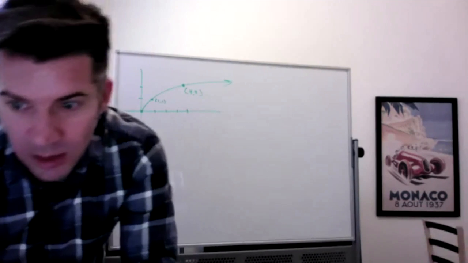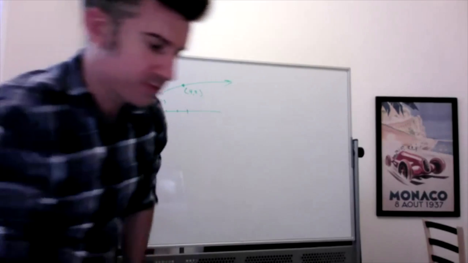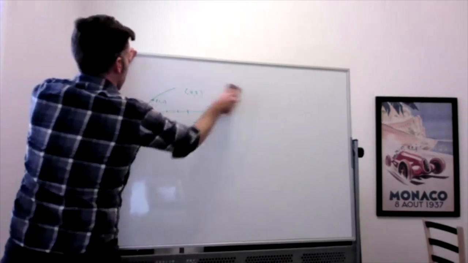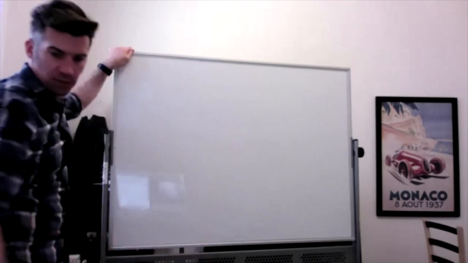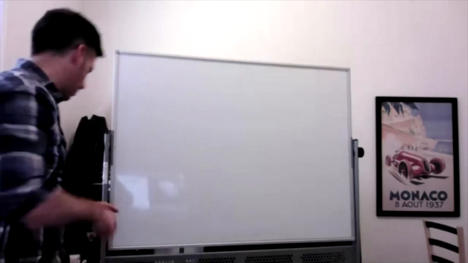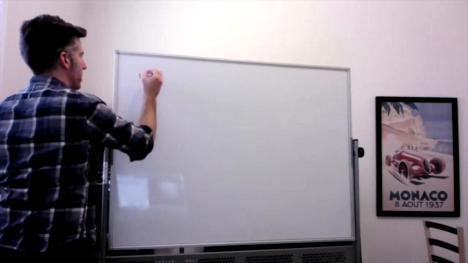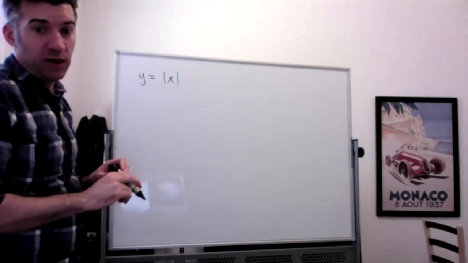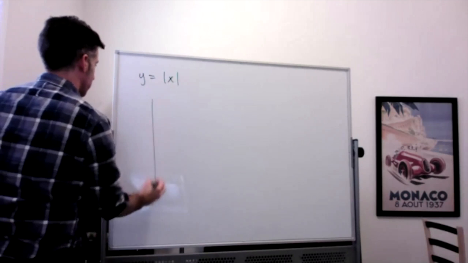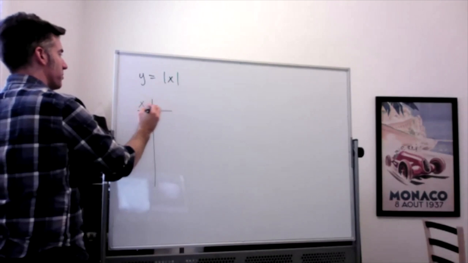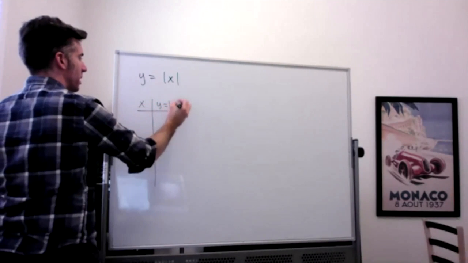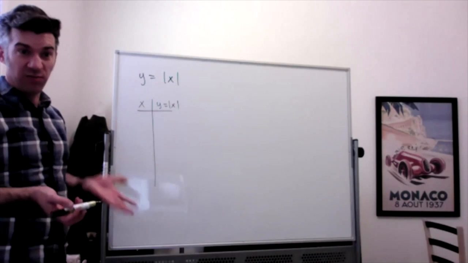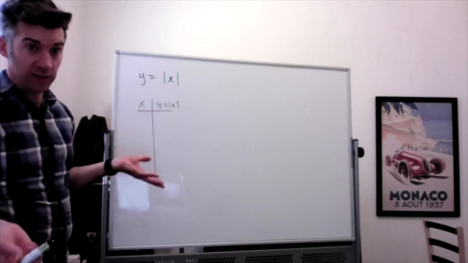Okay, so let's move on to some more functions. Let's talk about the absolute value function. So, I'm going to graph y equal to the absolute value of x. Again, we could totally plot some points. In this case, x can be anything, right? In the previous example, x couldn't be negative. Here, it's okay for x to be negative.